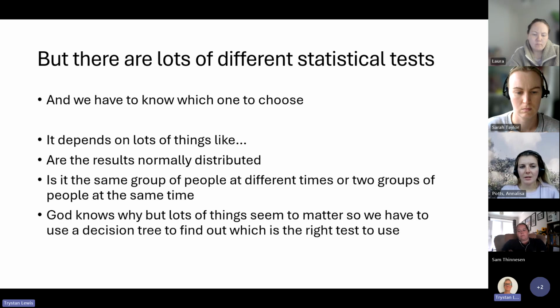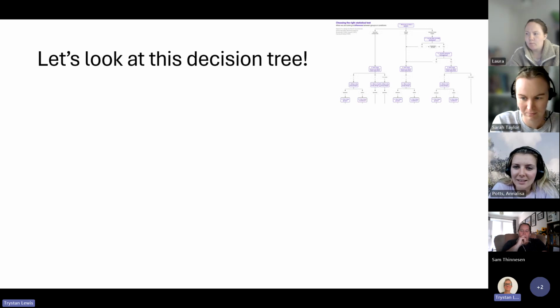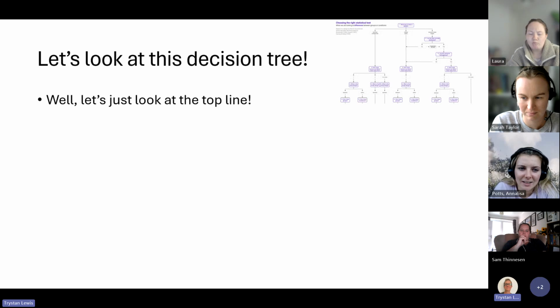There's lots of things that seem to matter, but there's a decision tree to help us find out which is the right test to use. So that's what that scary thing there, that decision tree, is all about, what test to use. Now, some of those questions are a bit funny, so let's have a look at them one by one as we go down the tree. So, let's look at the top line.